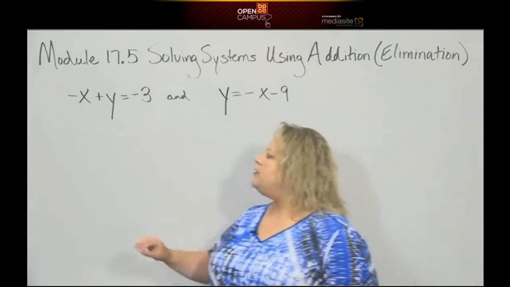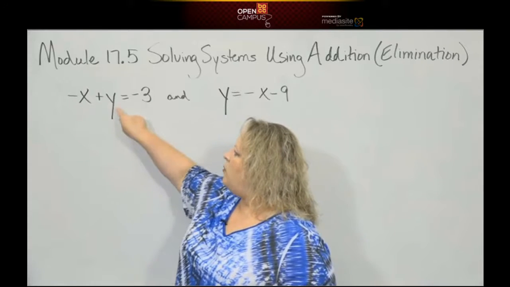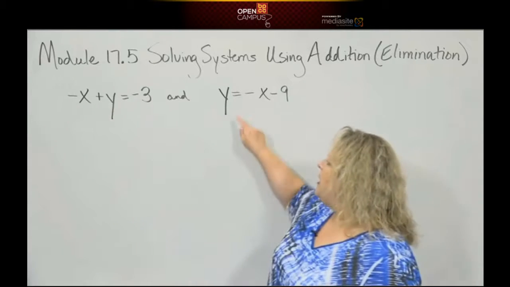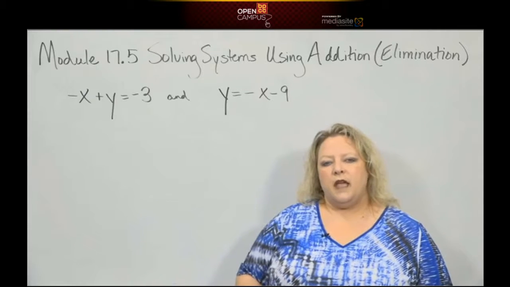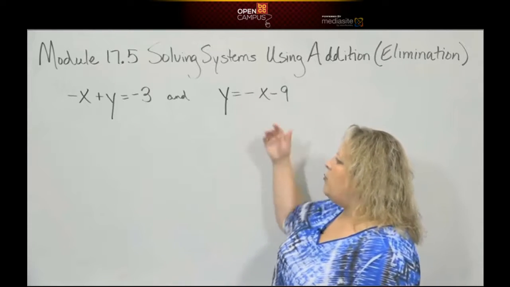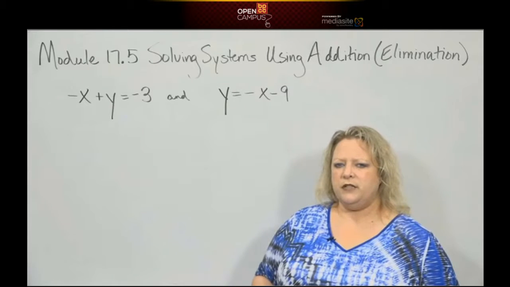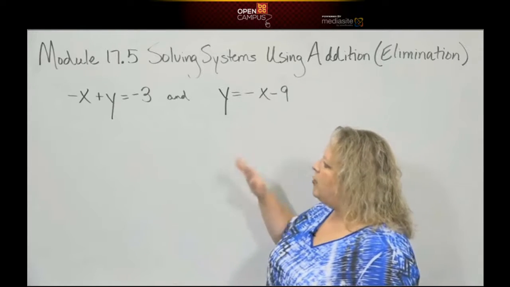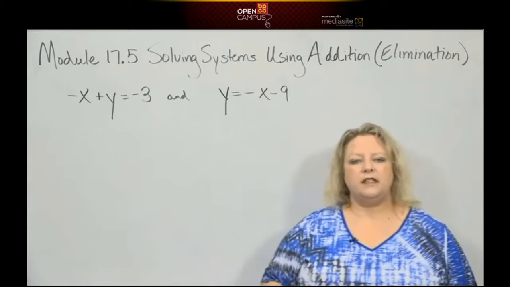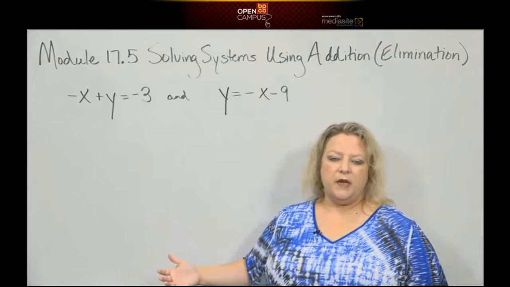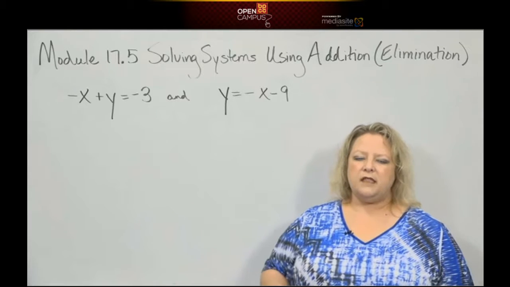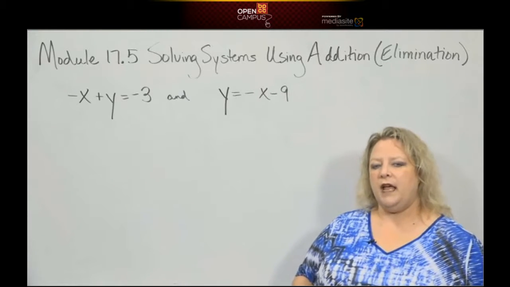Okay, so here are my two equations. I have negative x plus y equals negative 3, and then I have y equals negative x minus 9. Now you might say, well, that one's already in y equals. Shouldn't I just do substitution? Well, yeah, you could if you wanted to, but a lot of people don't like to do substitution. They like to use the addition or the elimination method, so that's the method that I'm going to show you how to do right now.